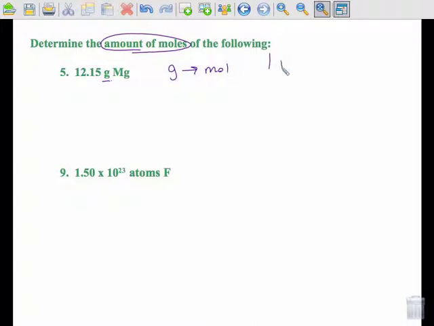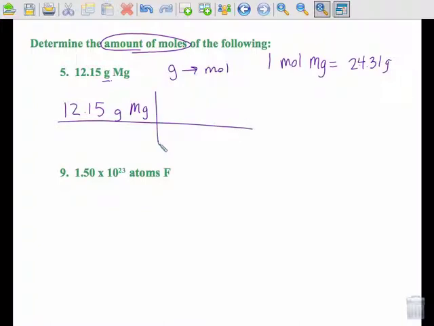So 1 mole of magnesium, I just use my periodic table, 1 mole of magnesium is equal to the atomic mass of magnesium, which is 24.31 grams. There's my conversion factor. Tic-tac-toe board is always the same. Start with what you're given. So 12.15 grams of magnesium. Make your tic-tac-toe board. You're going to leave that bottom left-hand corner here blank.